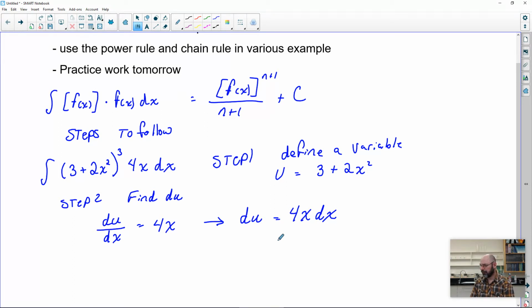Now in step 3, we have to make sure that it fits into here. So these ones are actually matching. Sometimes they won't match. Sometimes you have to multiply or divide by a constant, which I'll show you in other examples. But right now they match up, so we're good. So then our next step is to write the equation in terms of u.